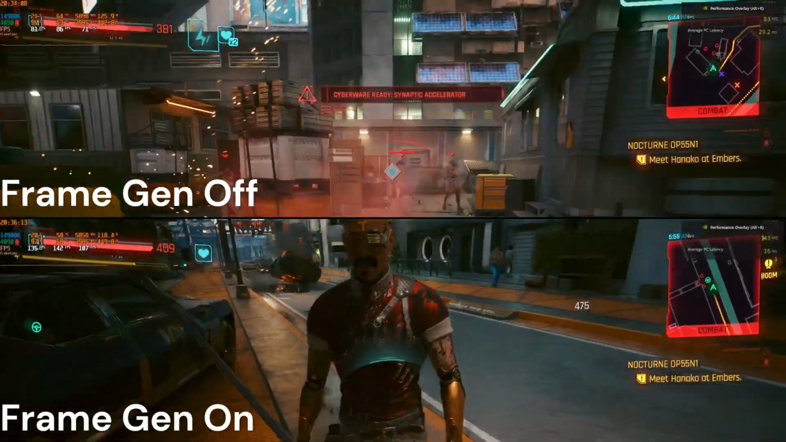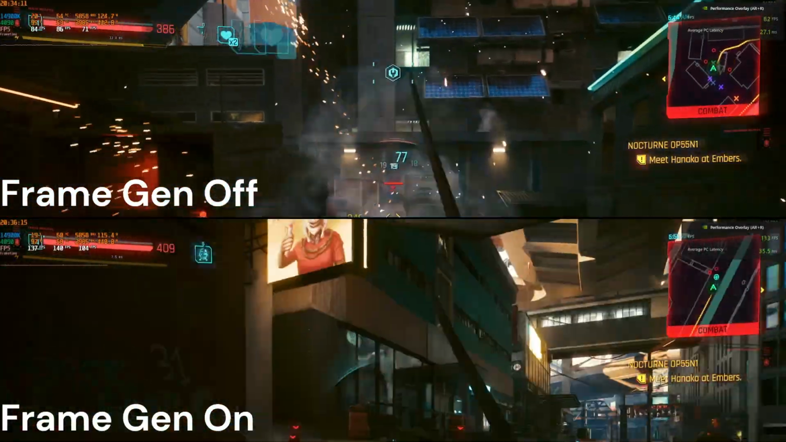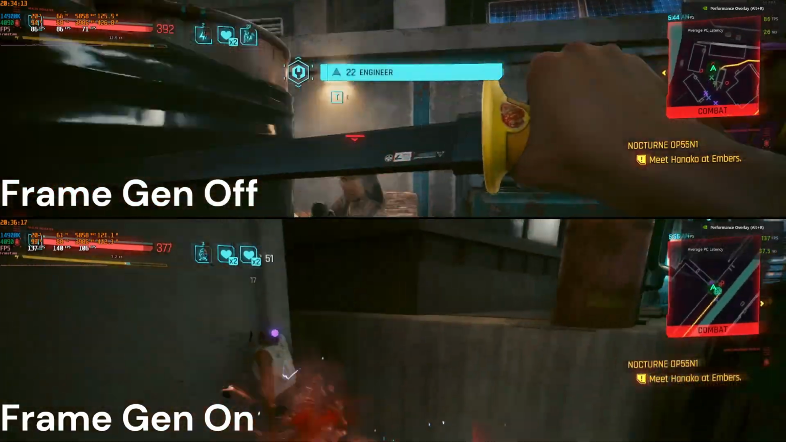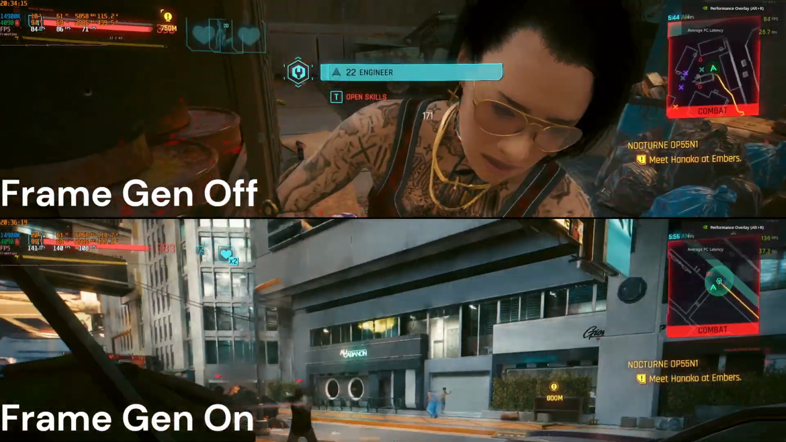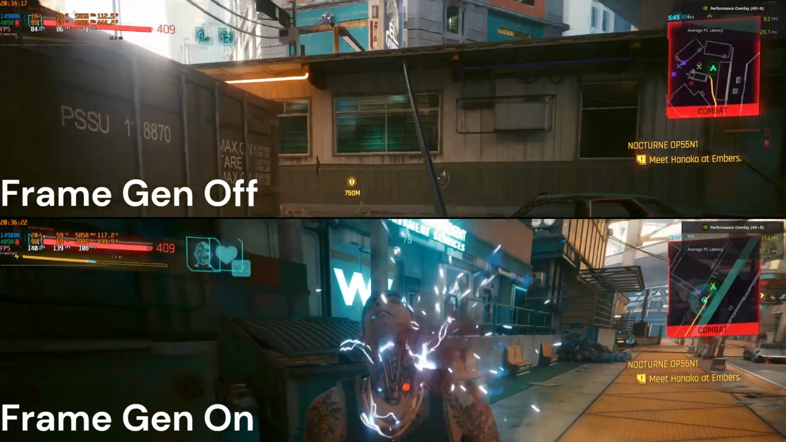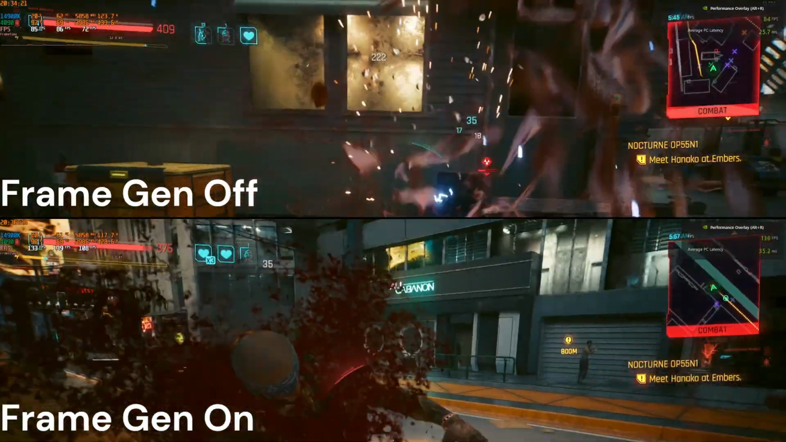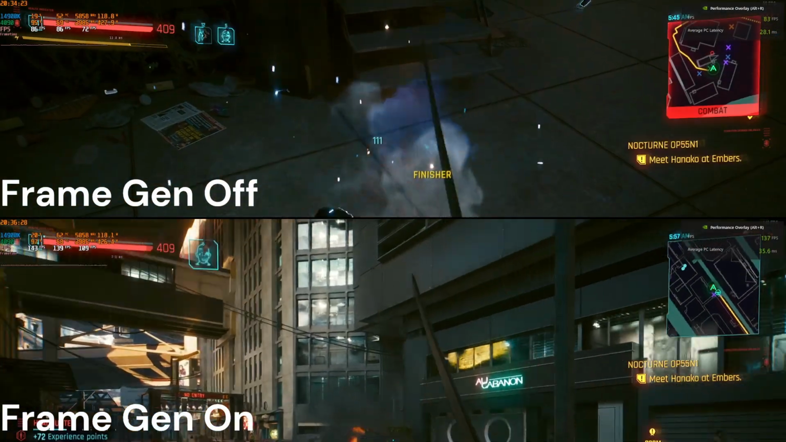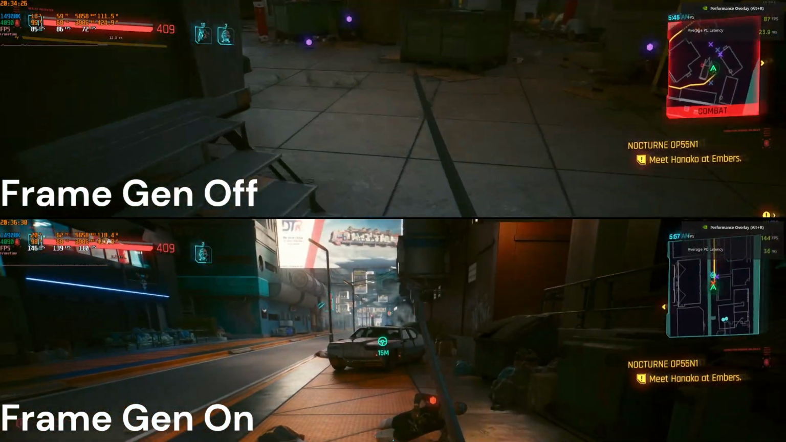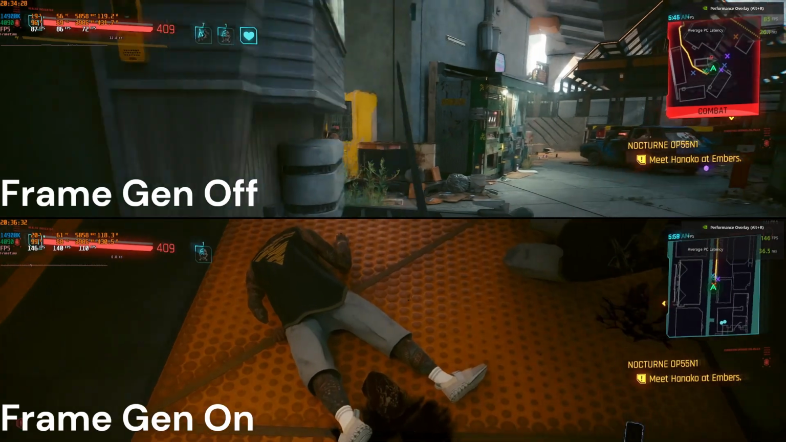As we can see in Cyberpunk 2077, there's a 64% increase in average FPS, a 45% increase in 1% lows, and a 53% increase in latency. Keeping in mind, an increase in latency is a bad thing. It's the same as playing a game online and getting a 53% increased ping.